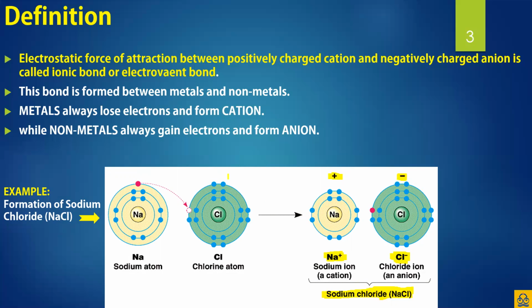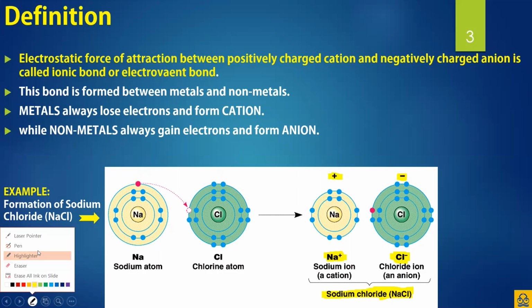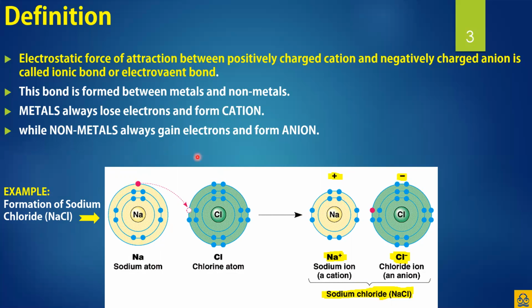Here you can see sodium is a metal, because it always loses electron and forms cation. And chlorine is a non-metal because it is gaining electron, receiving electron, and forming anion. And you know that ionic bond is formed between metal and non-metals.